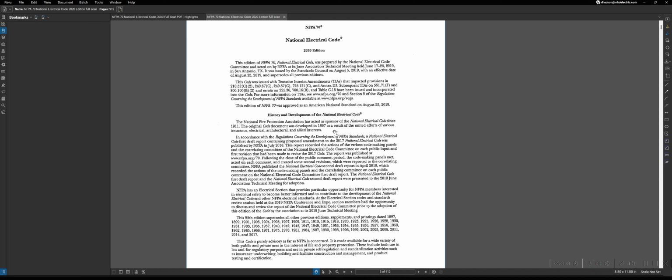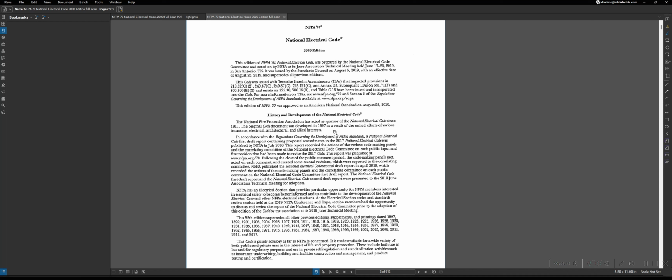So as a result, there were a handful of organizations that came together and essentially meshed the 5 versions into one code book. That being the 1897 code. That was then sent out to around 1,200 different individuals for review, and once it was reviewed and approved, it officially became the first version of the NEC.